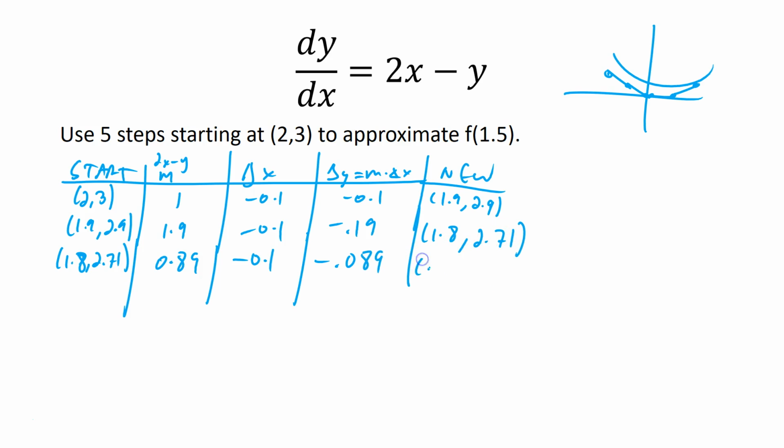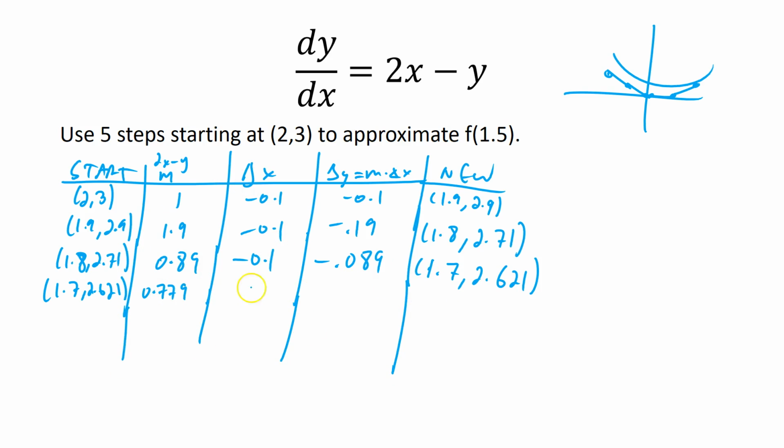So we take that away, so we have 1.7 now, and I'm going to do 2.81 minus 0.079. Gives us 2.731, excuse me. All right, that's our new starting point now. We got 2 more steps to go. So 1.7, 2.731. So 2 times 1.7 minus 2.731 gives us 0.669.